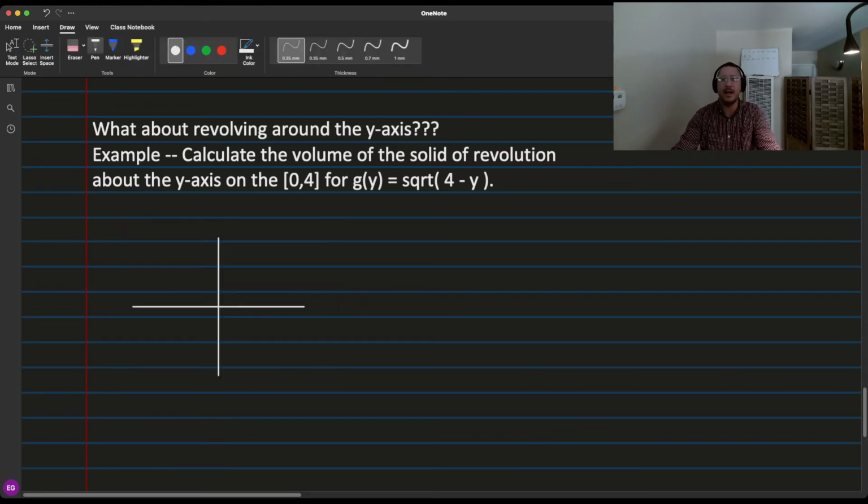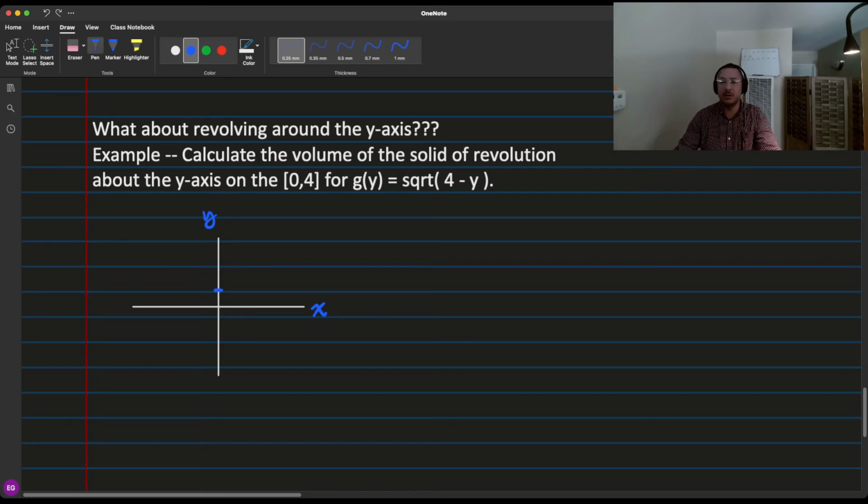Okay, so there's my x and y axis. Here's my x. Here's my y. The square root of 4 minus y. So remember that's x equals the square root of 4 minus y. It looks like this. It's like the square root of y would look like that.